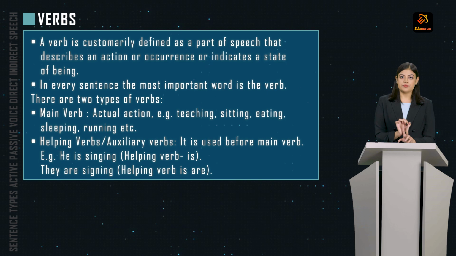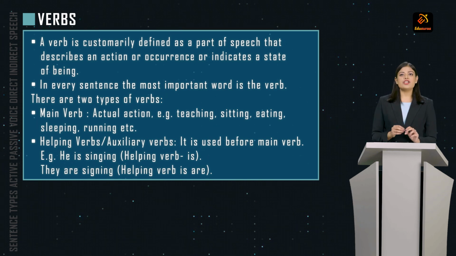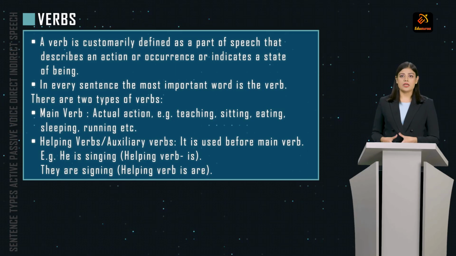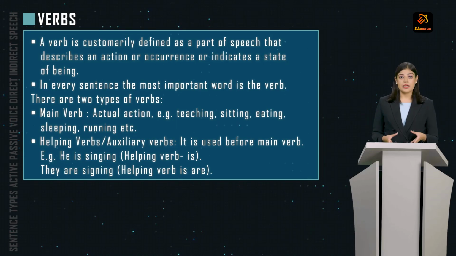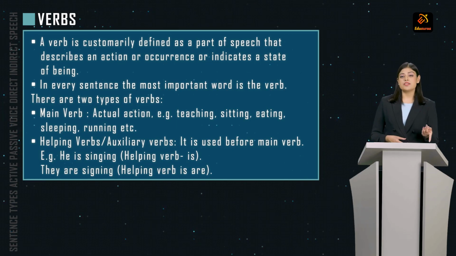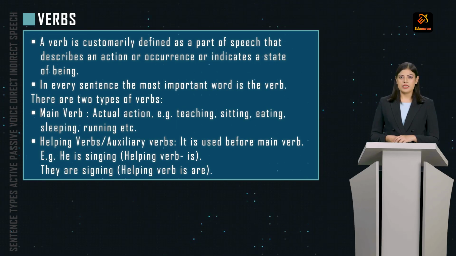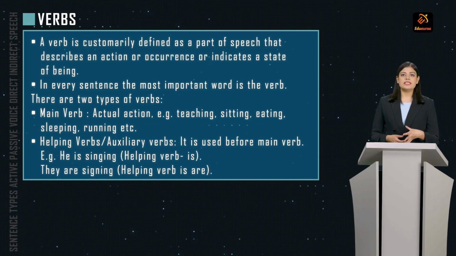And the second thing it is doing is showing plurality. Is is singular. If I change the word is to was, what happens? The sentence becomes past tense. He was singing. The main verb is still the same, singing. But now I've changed my helping verb, and just by changing the helping verb, I've changed the tense from present to past.